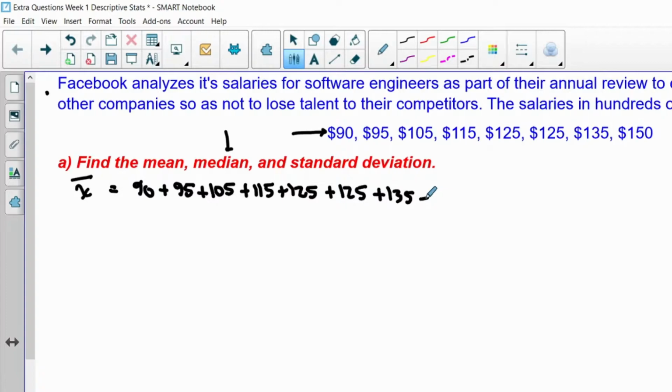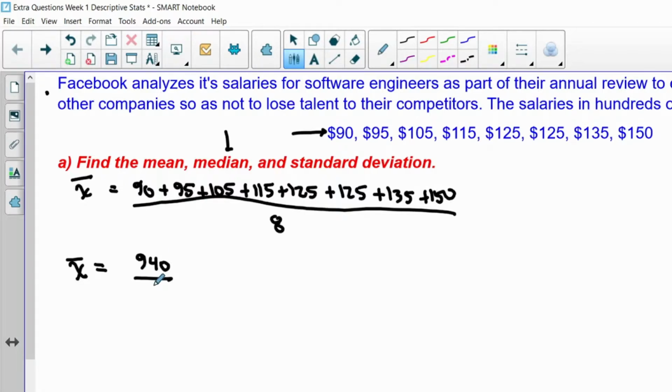Okay, and this will all be divided by 8. That is the world's most crooked line. So just showing a bit of my work, I'm going to add these up here. And it looks like I get a sum of 940. And now that's going to be divided by 8. So let's see what we get here.